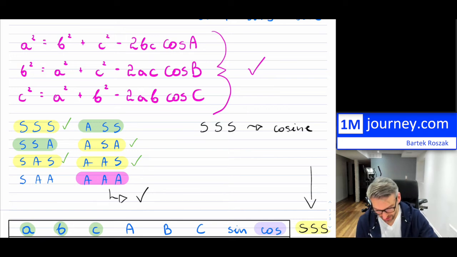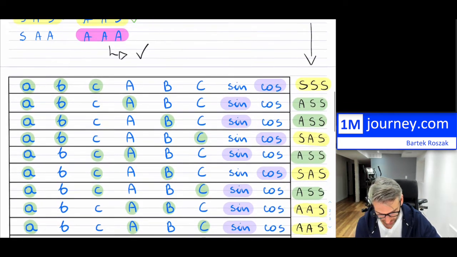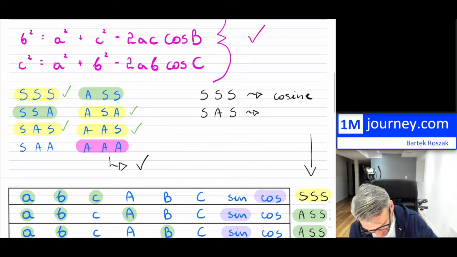Now, if you're given side, angle, side, that happens, and notice that if you look on the right hand side for that side, angle, side, the first thing that you should use is also cosine.